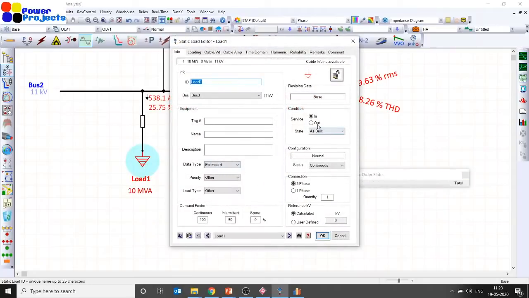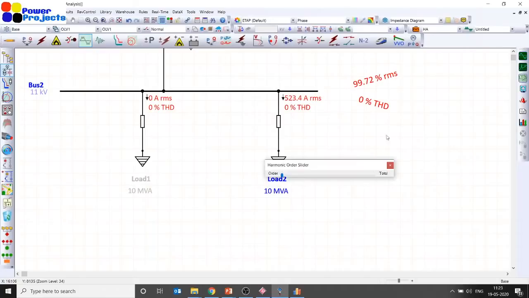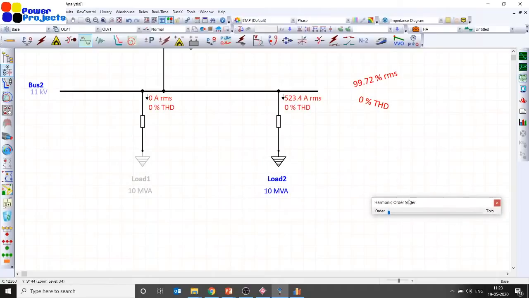Probably let me make this load out of service, then I'll just show you, if you want to prove that. Now I made this load out of service. That means the non-linear load is out of service. The load 2 is a pure linear load. It is not drawing any harmonics. The current and voltage wave shape is purely sinusoidal. That's the reason why we are getting 0% THD.